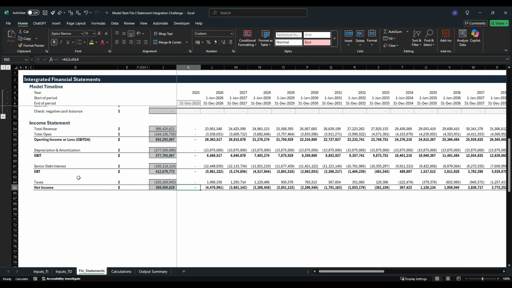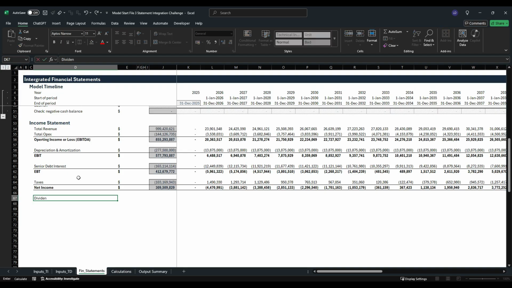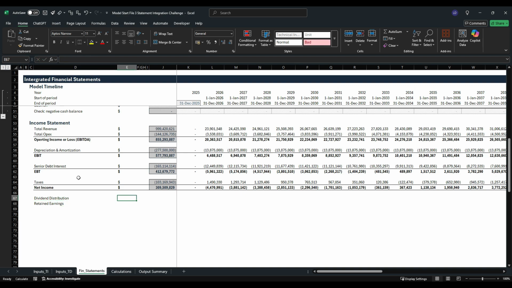And you might think that we are done, but our case study told us that we should also consider and model retained earnings. And that's actually very essential for making sure that our balance sheet will balance later on. So to model our retained earnings, we start with our dividend distribution, after which we can calculate our retained earnings. Both of these will be given in dollars.